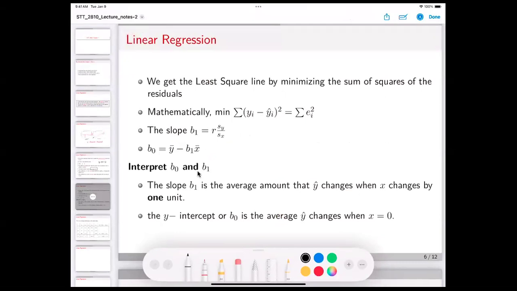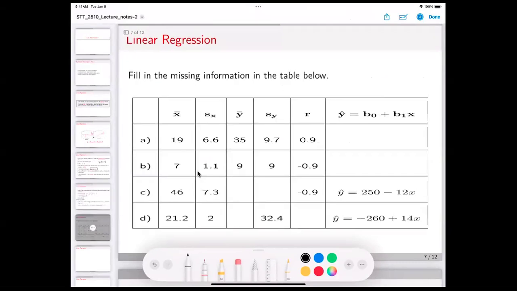Now that you have been able to write the slope formula and the beta naught formula, let's try to fill out this table. I took this table from one of your homework problems. We are asked to fill in the missing information. And we have A, B, C, and D. When we look at A, this guy is missing. Can you all see that? B, the same thing is missing. Is that okay? So what is missing here? It means that we have to be able to write the model.